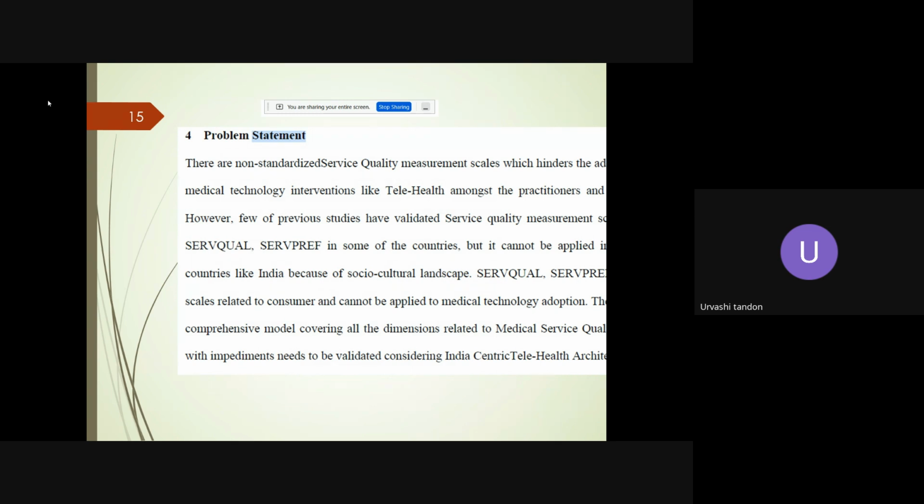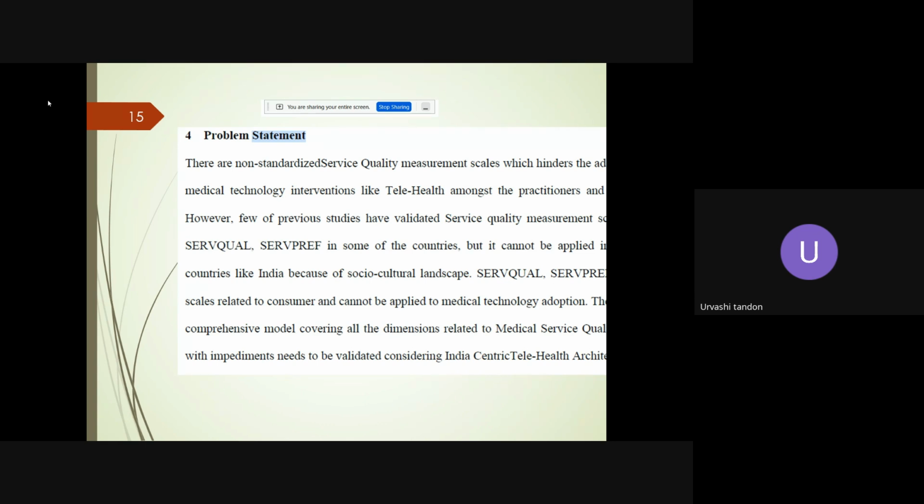That is where we wanted to measure the telehealth interventions in terms of service quality. What we found is that service quality scales like SERVQUAL and SERVQUAL-F exist, but they measure service quality with respect to products. Telehealth, telemedicine is something which is service oriented. So for this we need to have a different scale. So you can read through this problem statement.